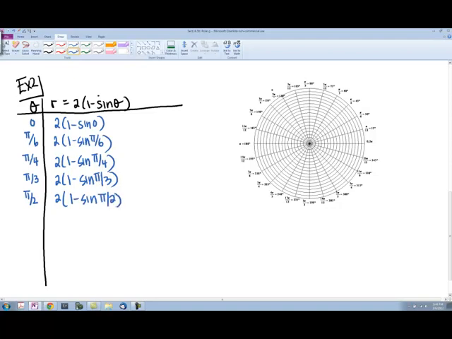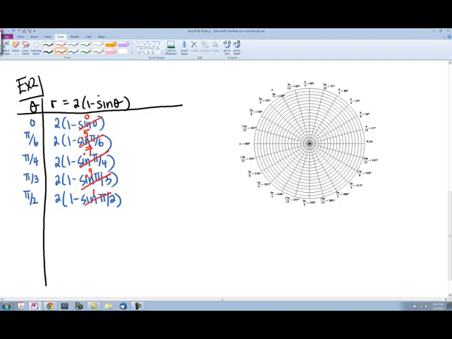And then let's think about what these trig values are. Sine of 0 equals what? Remember, sine is your y value, so that's a 0. What's sine pi over 6? That's 0.5. What is sine pi over 4? That was radical 2 over 2, so that's 0.7. And what's sine pi over 3? 0.9. And sine pi over 2 is 1.